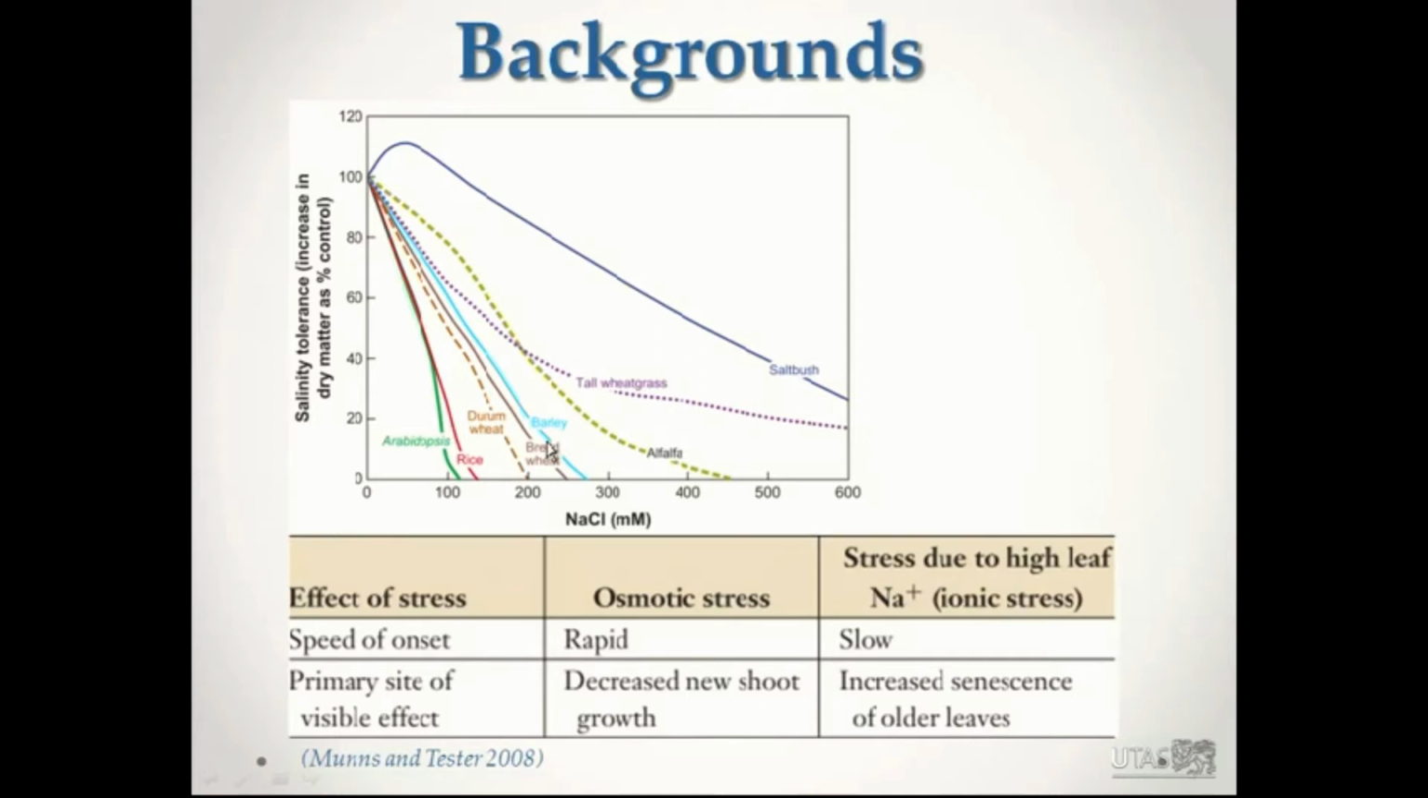And plant growth responds to salinity in 2 phases. One is the rapid osmotic phase that inhibits the growth of young leaves, and another one is the slower ionic phase that accelerates the senescence of mature leaves.